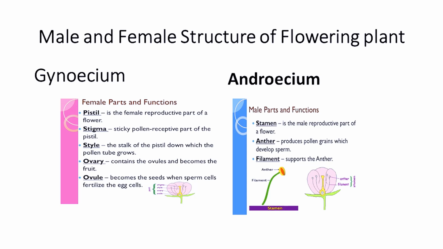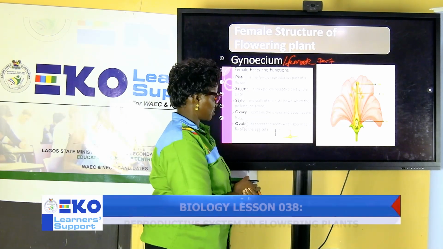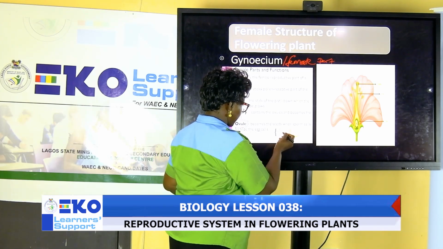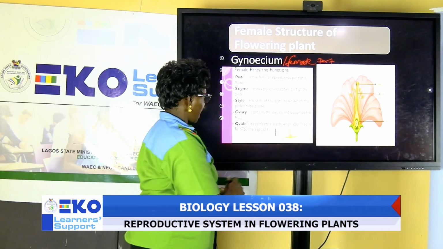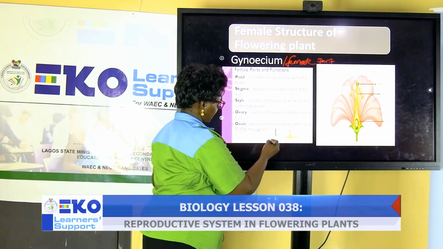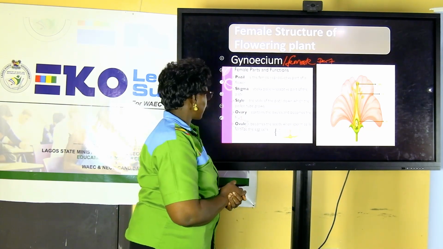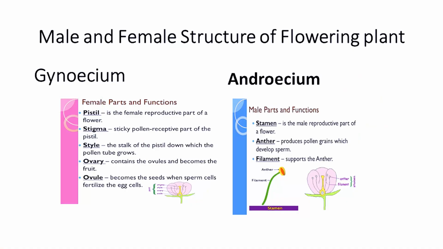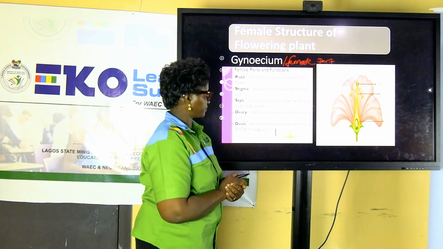Here I have a structure of a flower that is depicting the female part of a flower. I have a small part here. Here we can see the stigma, the style, ovary, and the ovule. And collectively, these parts are called the pistil, or you call them the carpel. That is the female part. The stigma is the pollen-receptive part of the pistil. Then we have the style as the stalk of the pistil. This one connects the stigma to the ovary.